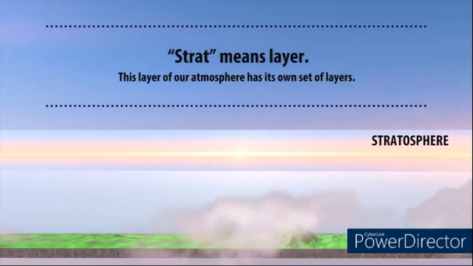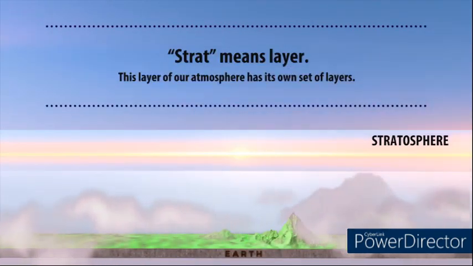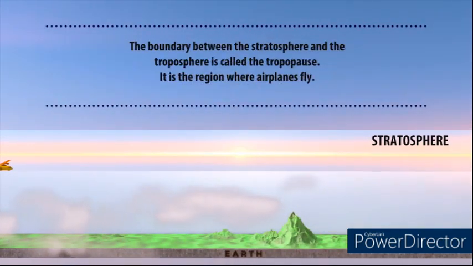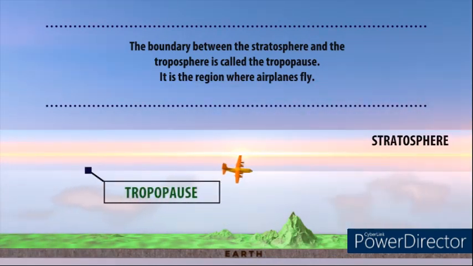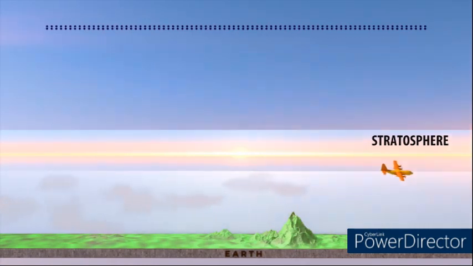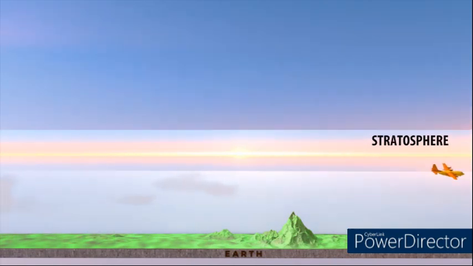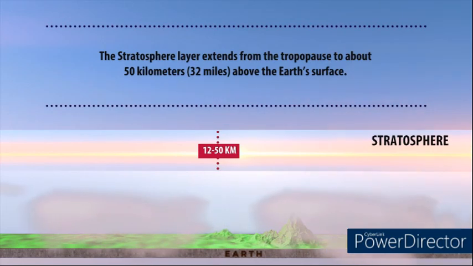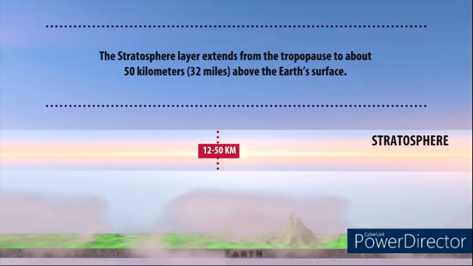Strat means layer. This layer of our atmosphere has its own set of layers. The boundary between the stratosphere and the troposphere is called the tropopause. It is the region where airplanes fly. The main reason is this less turbulent layer provides a smoother ride. The stratosphere layer extends from the tropopause to about 50 kilometers or 32 miles above the Earth's surface.